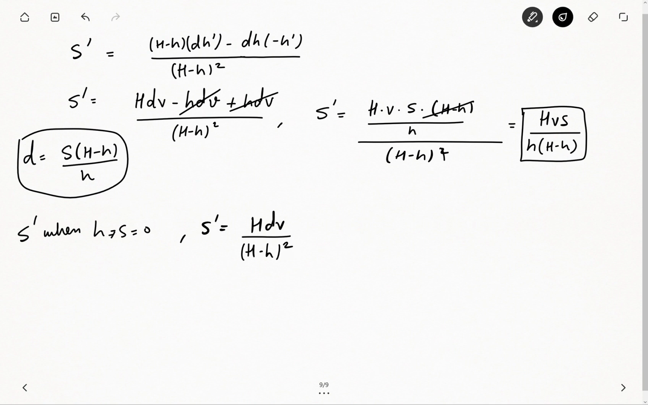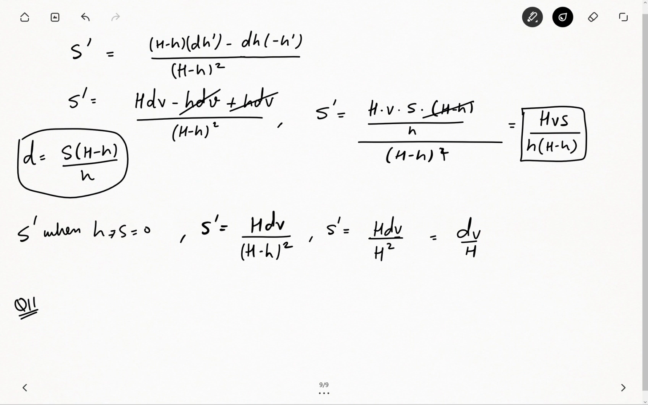Now, in this situation, you can literally plug in h equals 0, and it's not going to cause you any trouble. When plugging h equals 0, this thing goes to 0, so your S prime is just going to be H dV over capital H squared, which could be reduced to dV by H. Okay, and that's the answer of the 10th problem. Let's go to problem number 11.